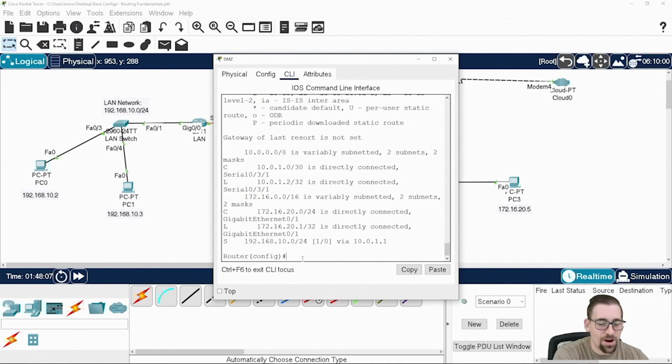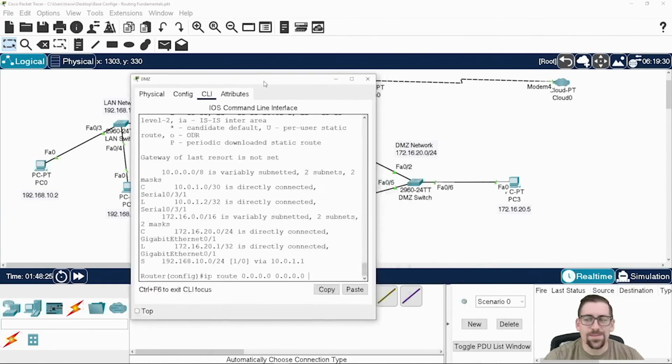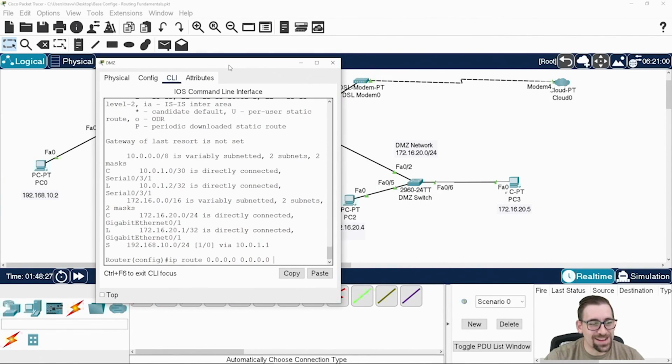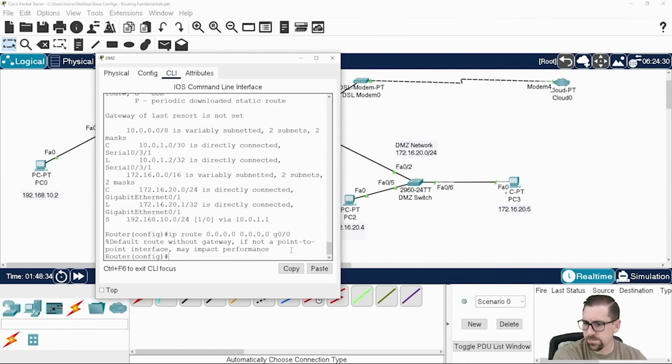And so a static default route actually looks like this. IP route, so I'm routing for all networks, 0.0.0.0, and I want to match all of those networks as well, so my subnet mask is 0.0.0.0. And I'm going to specify an exit interface, which is going to be G0/0 here. It's probably going to give me a warning because you really don't want to specify Ethernet interfaces, broadcast interfaces that can have multiple destinations, as an exit interface, but we're going to do it anyway. Default route without gateway, if not a point-to-point interface, this could impact performance.